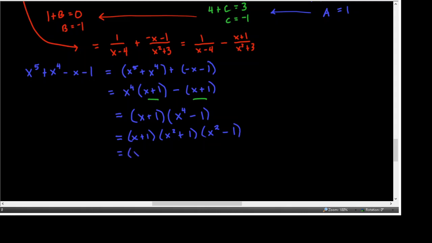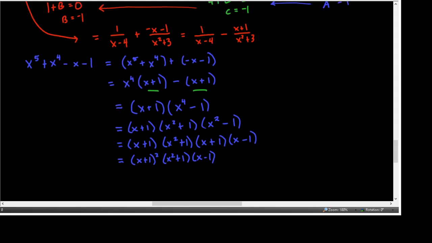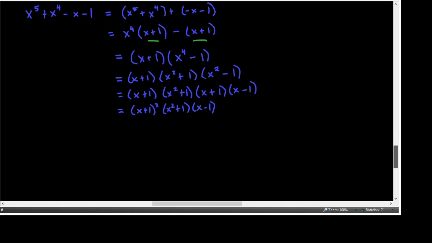X squared plus 1 is prime. X squared minus 1 is not prime because it's a difference of 2 squares. It factors to be the square root of the first one plus the square root of the second thing times its conjugate. And those are all prime. There is a repeated factor. X plus 1 is in there twice, so I should have x plus 1 squared times x squared plus 1 times x minus 1. Just a little reminder about factoring down to prime polynomials. All right.